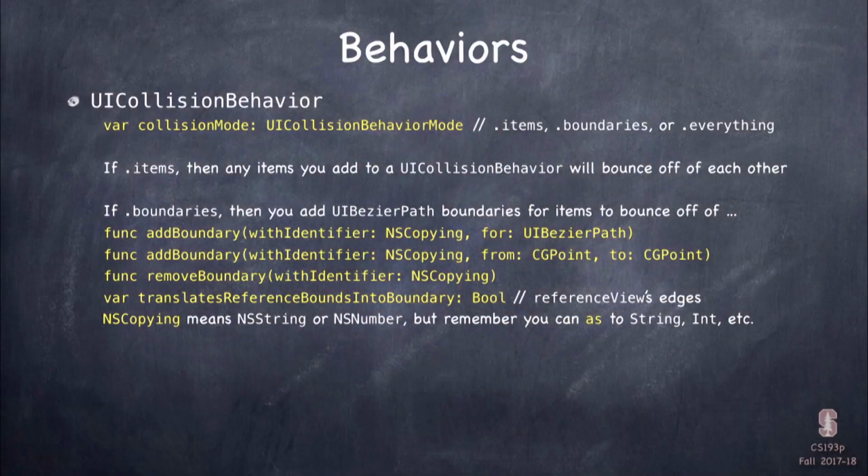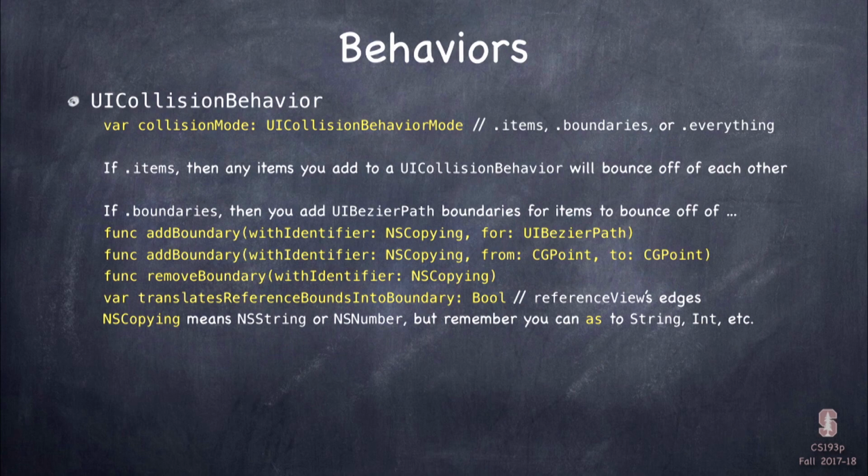This is probably the most common behavior. Okay, this is objects, UI views bouncing into each other or bouncing off Bezier paths, basically, in the background. And you set this up just by adding any fixed boundaries you want as Bezier paths, usually, and then adding items. And you can control whether the items bounce off each other or only off these boundaries, these Bezier paths that you set up. All these Bezier paths are in the reference view's coordinate system, by the way. They're not actually drawn or anything. They're just conceptually boundaries in the space.